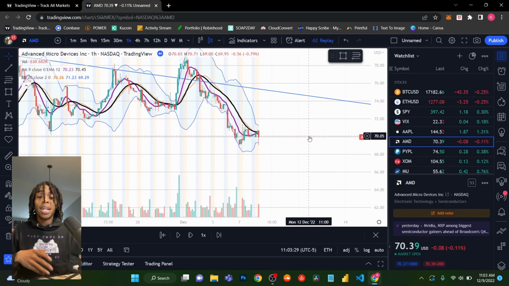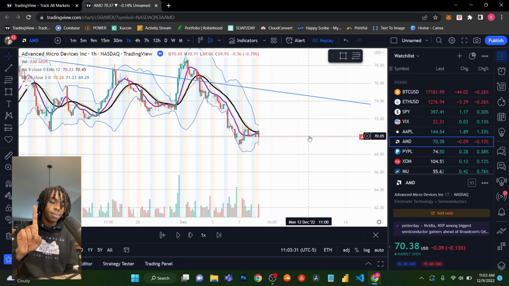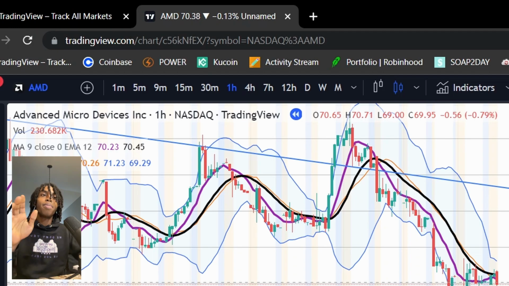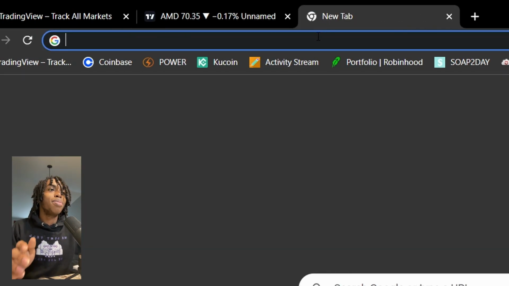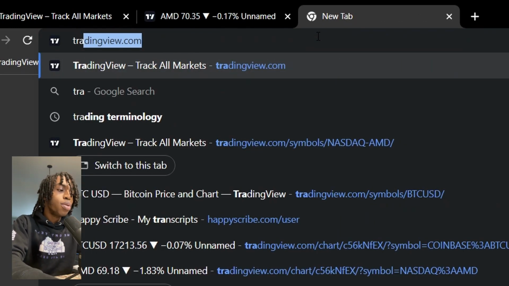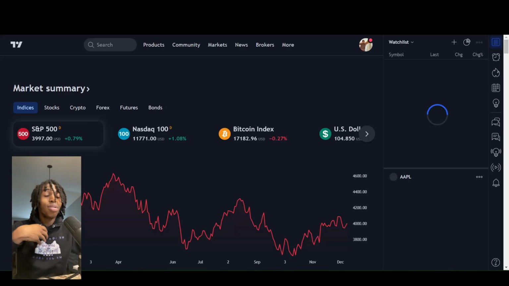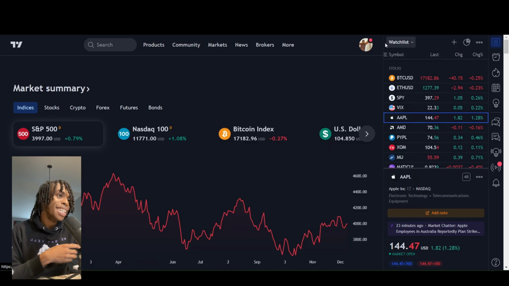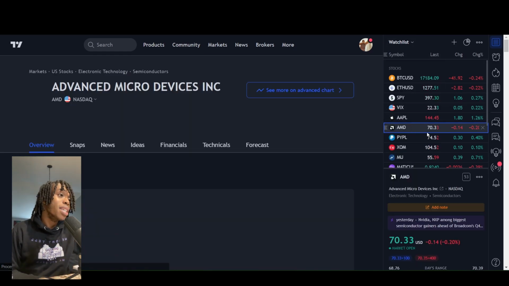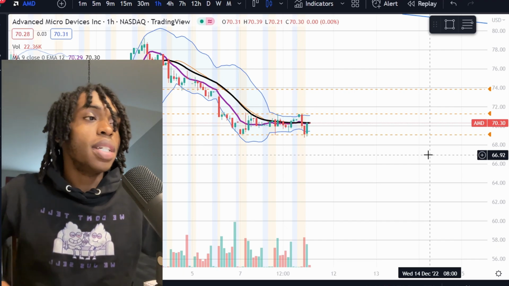So today, step one, make sure you've got TradingView, the free app, or you can pull it up on your computer. Real simple. Go to tradingview.com and hit enter. And the stock that I'm going to be going over to show y'all how to trade consolidation is AMD. As y'all can see, this is what it means by consolidation.